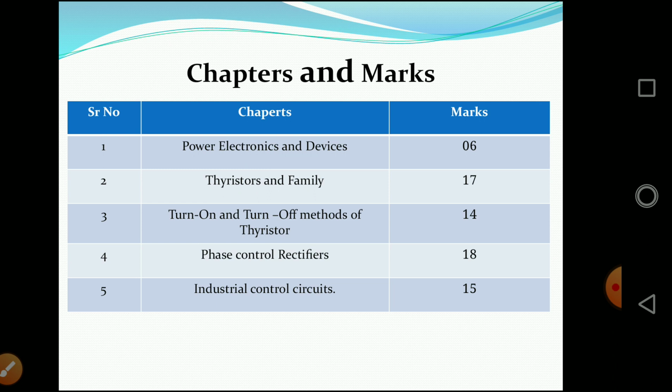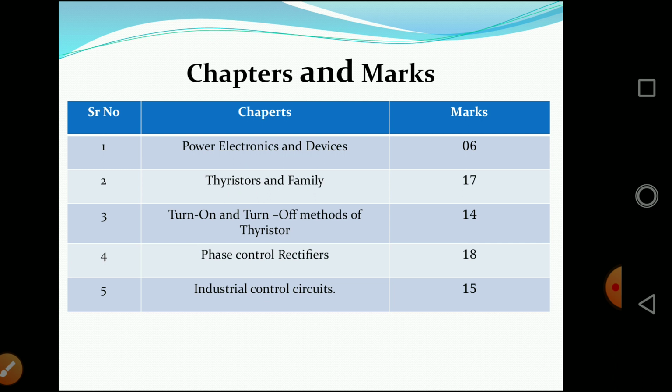In the last semester, we studied elements of electronics. In that subject, we studied diode and BJT, their construction and applications. But in this chapter, we are going to study some power electronic devices. So, in the first chapter, we are going to study the construction of different types of power electronic devices and how they are different from the basic electronic elements.